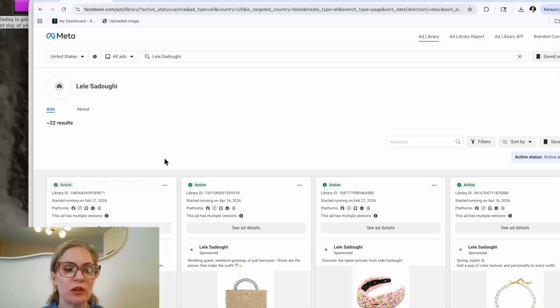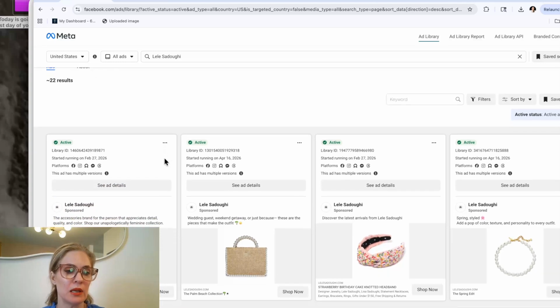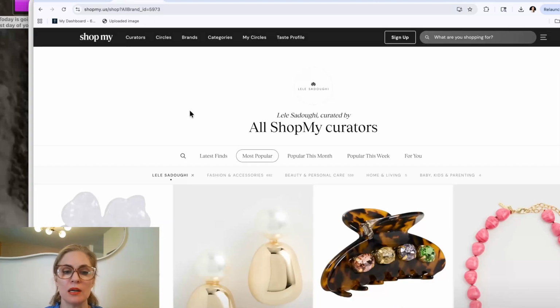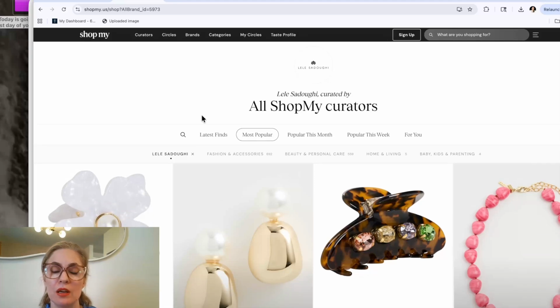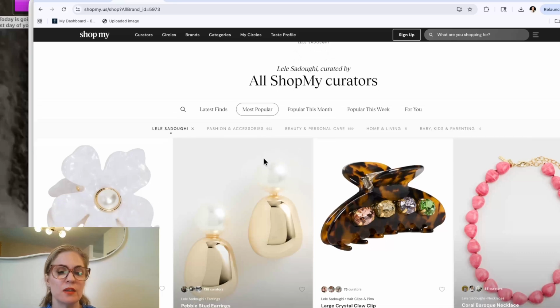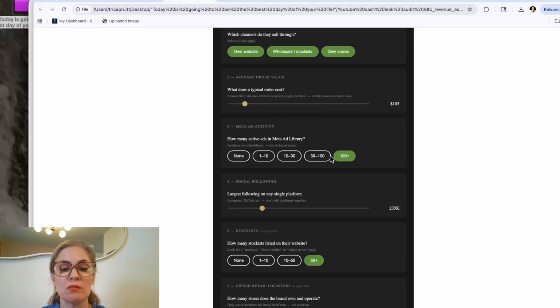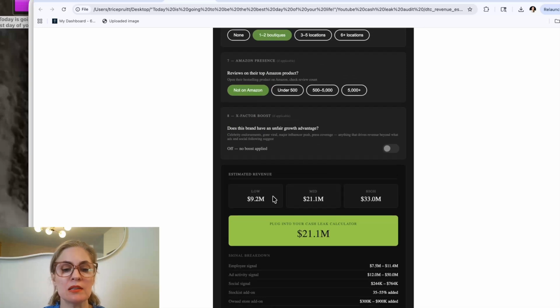So I go over here to the Meta Ads Library and see how many ads they're running. Not running very many ads, this brand, Lily. So then I go to Shop My to see about how many affiliates they have, if any. And it looks like she definitely has affiliates, 692. And then I built this custom top line revenue calculator for Shopify brands and put some more information in there. And I'm estimating the top line revenue at about 21 million.